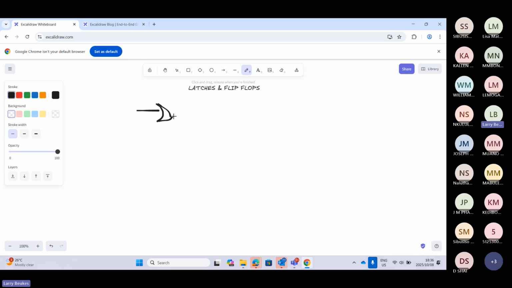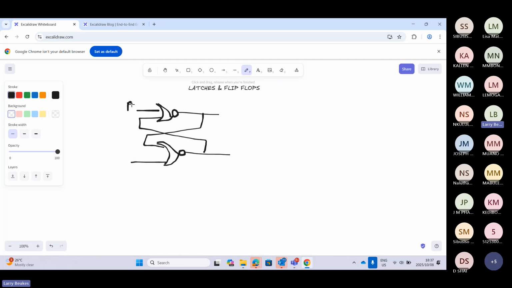So this is basically a NOR gate, right? A NOR gate. So here I'm drawing an active high SR latch. This is an active high SR latch. This is a NOR gate. I'm going to be quick here because we need to cover all the flip-flops.